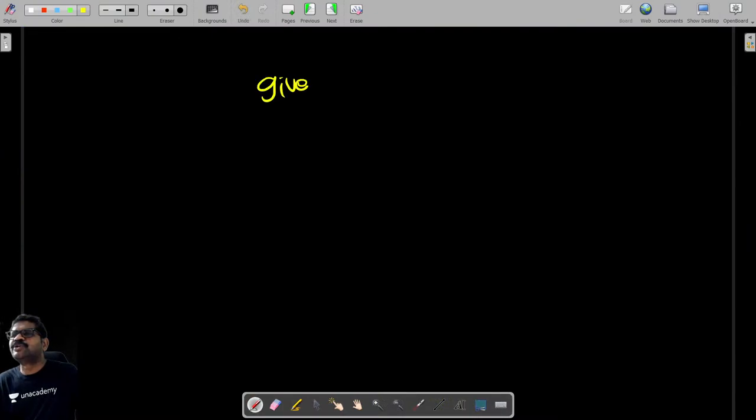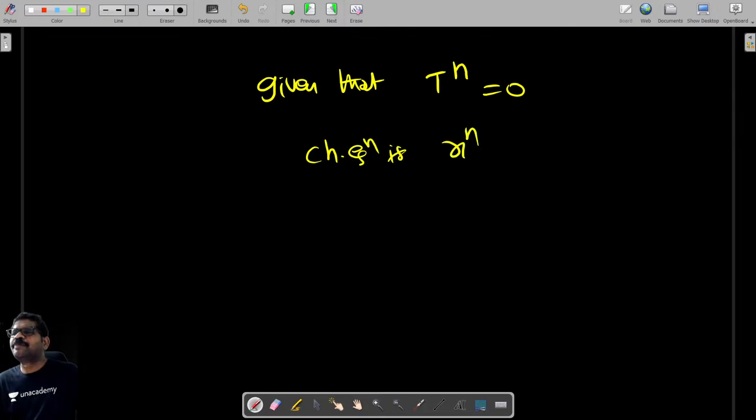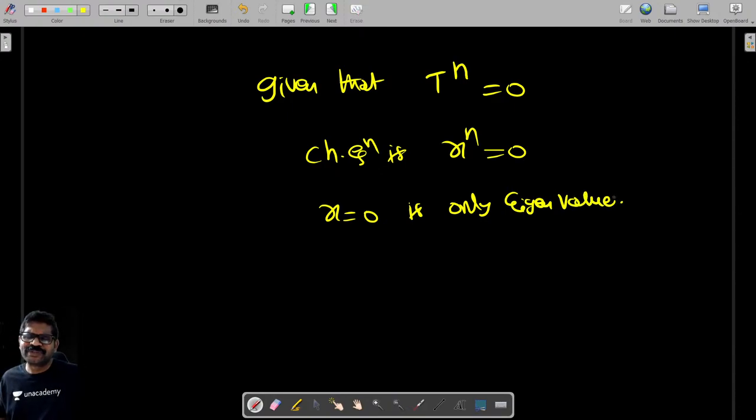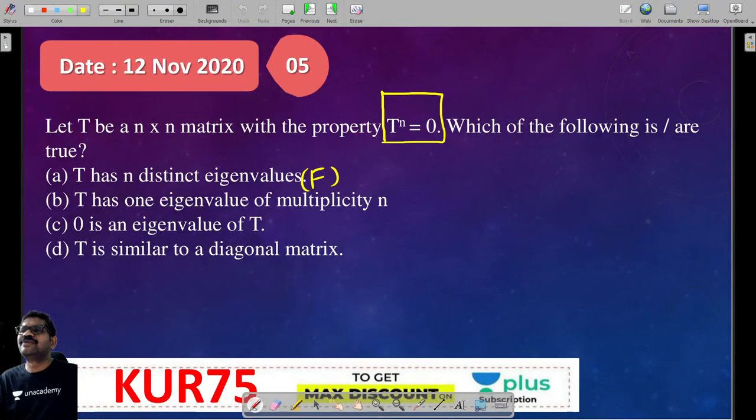Given that T power n equal to 0, therefore the characteristic polynomial, or characteristic equation, is lambda power n equal to 0. Therefore x equal to 0, 0, 0, 0, like that. So 0 is the only eigenvalue. So here the matrix has x equal to 0 as the only eigenvalue. It is a repeated eigenvalue. Therefore, first option is false.